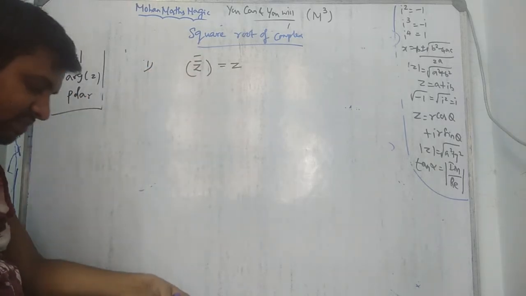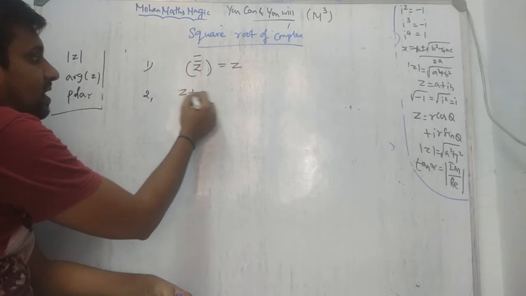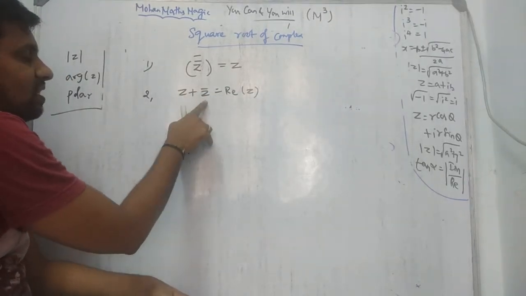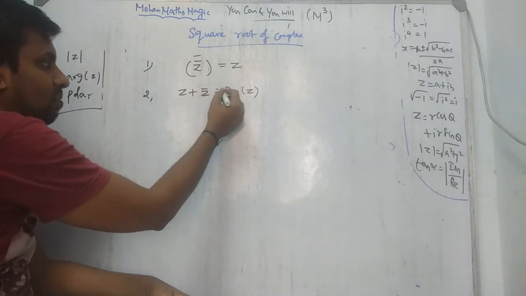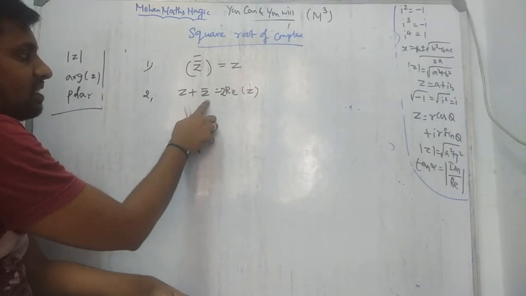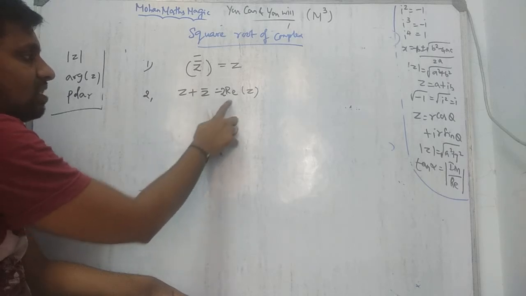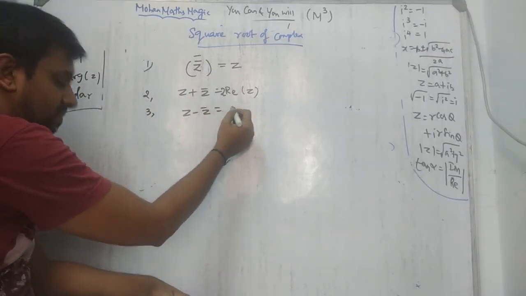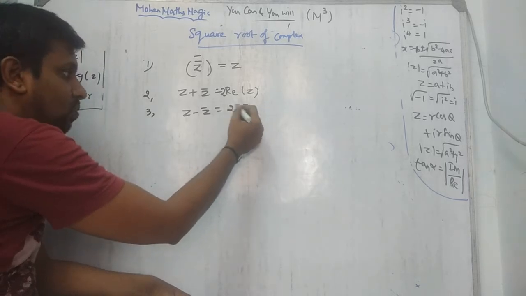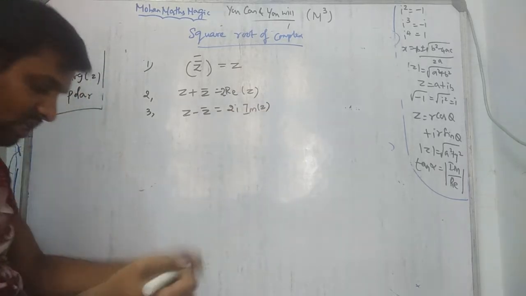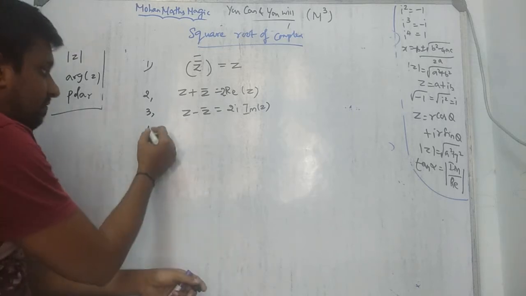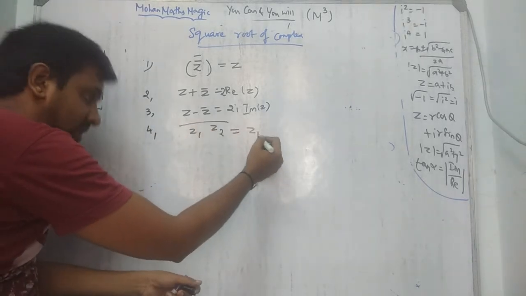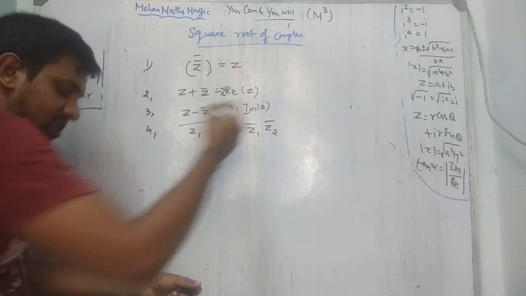Okay, next, the second result: z plus z bar equal to 2 real part of z. That is x plus iy and x minus iy, the iy terms cancel and give 2x. So 2x is 2 real part of z. Next, z minus z bar equal to 2i imaginary part of z. These are all small results. Next, the fourth result: the conjugate of z1 z2 whole bar is z1 bar z2 bar, the conjugate taken separately.